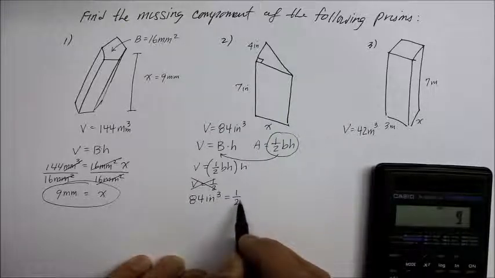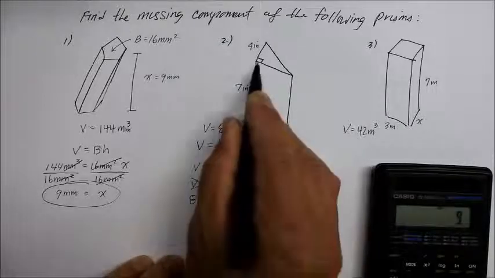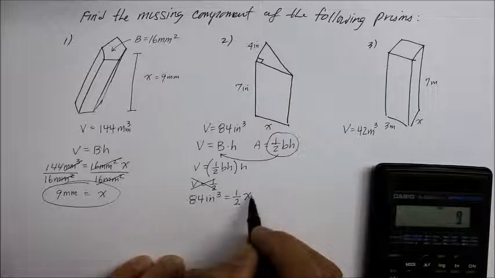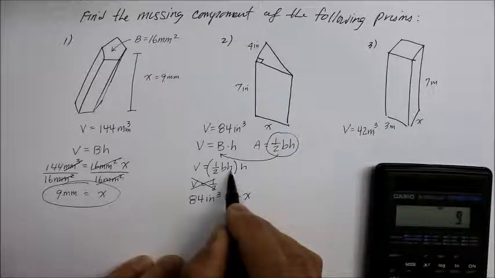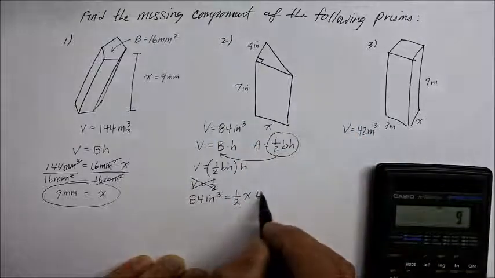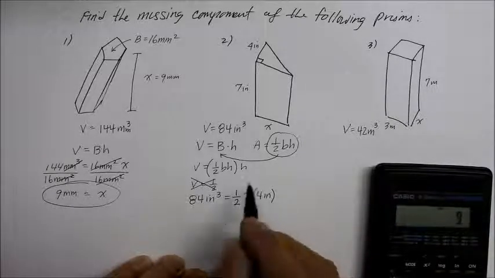That's part of the formula for the area of a triangle. The base is what we do not know. See that right there? So let's put an X there. Times the height of that triangle, which is part of that area. So that's 4 inches. Let's put that in parentheses so we don't get confused with any others.